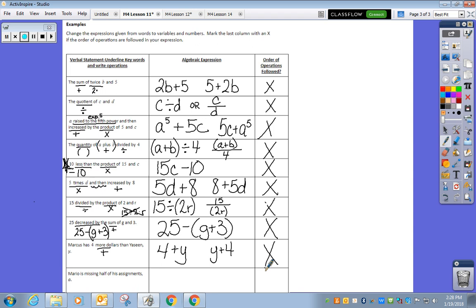The next one says Mario is missing half of his assignments. Now, we have half of. This is a fraction of, which if you recall from the beginning with our keywords, we said meant multiplied. So that means I can take 1/2 and multiply it by the variable a, and that would just be written as 1/2 a. Another way that you can split something in half is to divide it by 2. So I can take the number of assignments and divide it by 2. Either one of these show the same thing. If we say half of something, we can multiply it by 1/2 or divide it by 2. Both are just one operation, so it's following the order of operations.